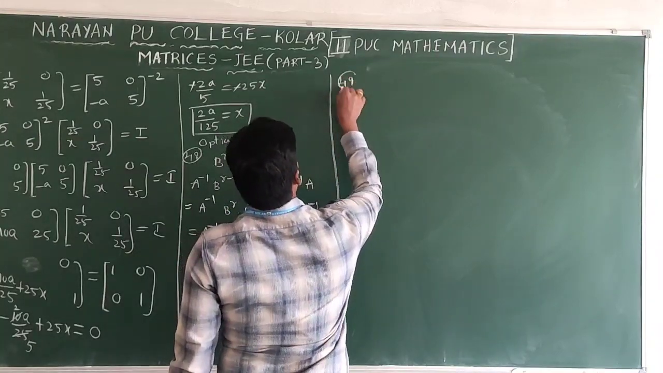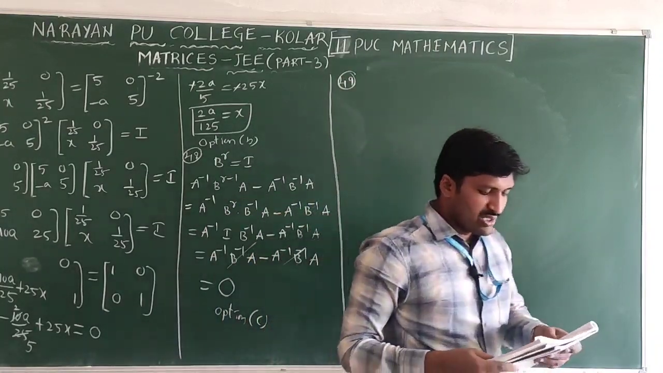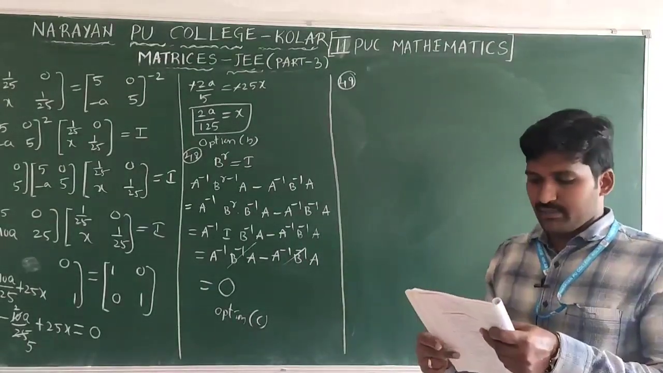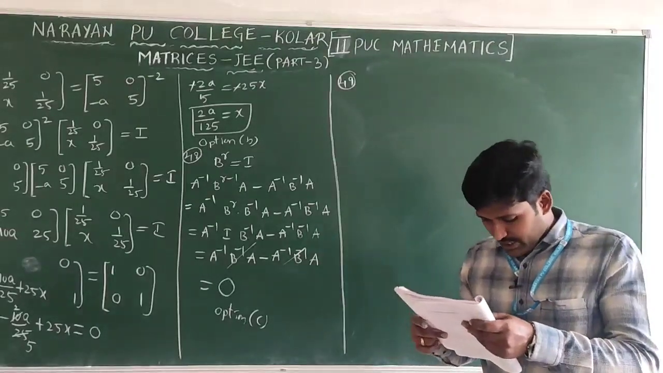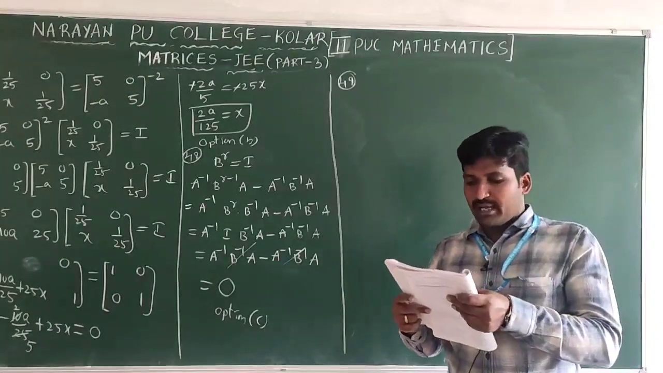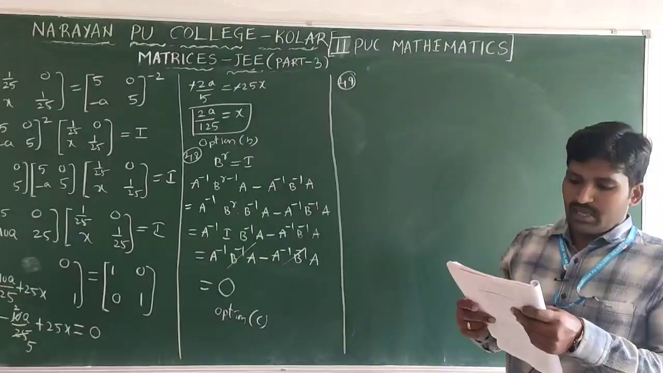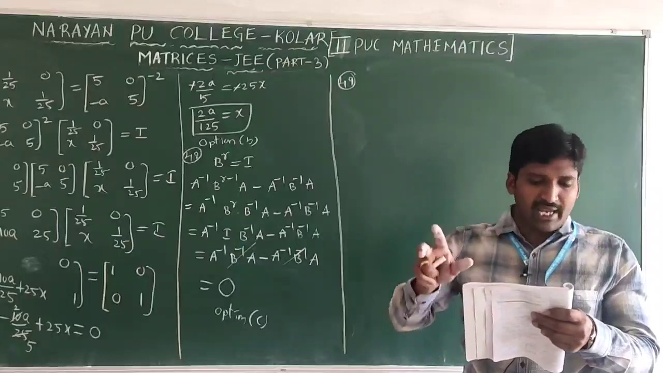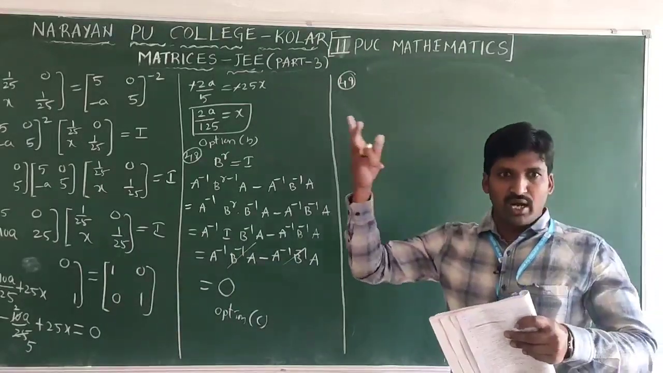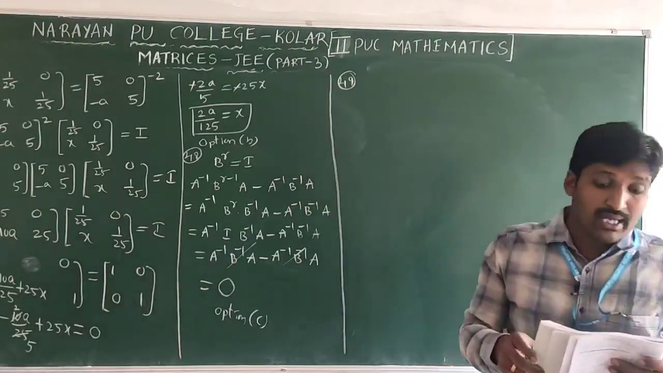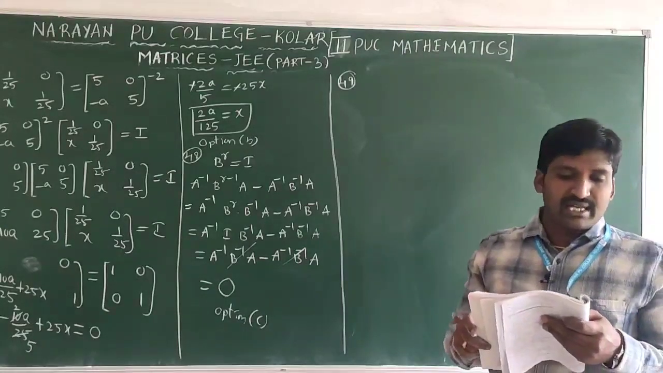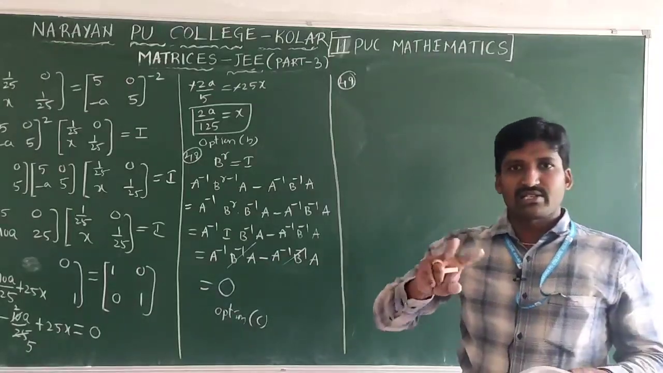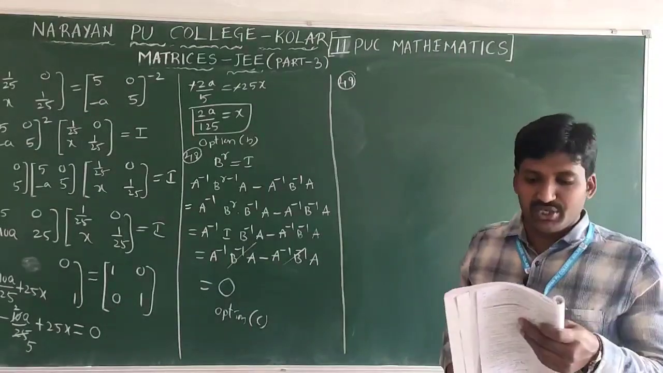Question number 49. If every element of a square non-singular matrix A is multiplied by constant k and the new matrix is denoted by B, the matrix A is the original one. If you multiply matrix A by constant k, then it changes to another new matrix, that new matrix name is B. Then they are asking det of A inverse and det of B inverse are related as. Relation between det of A inverse and det of B inverse we need to find out.